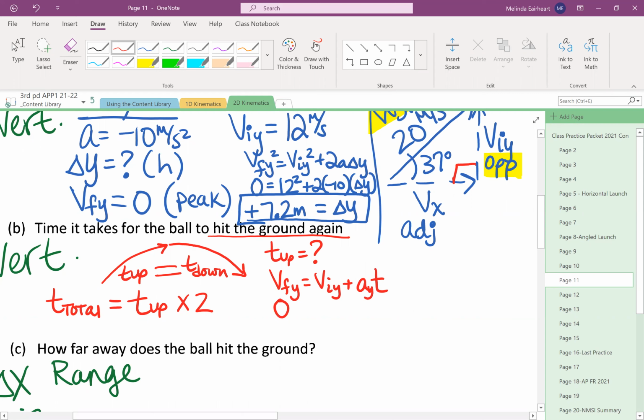And we're pausing at the peak. This is only the half time. Don't forget, don't put in 20 for the initial velocity. You've got to do the component, 12 plus a -10, and this is time up. So what is time up? Well, subtract 12 and then divide by -10. Negative goes away, as it should. Time should never come out negative. And we get what?